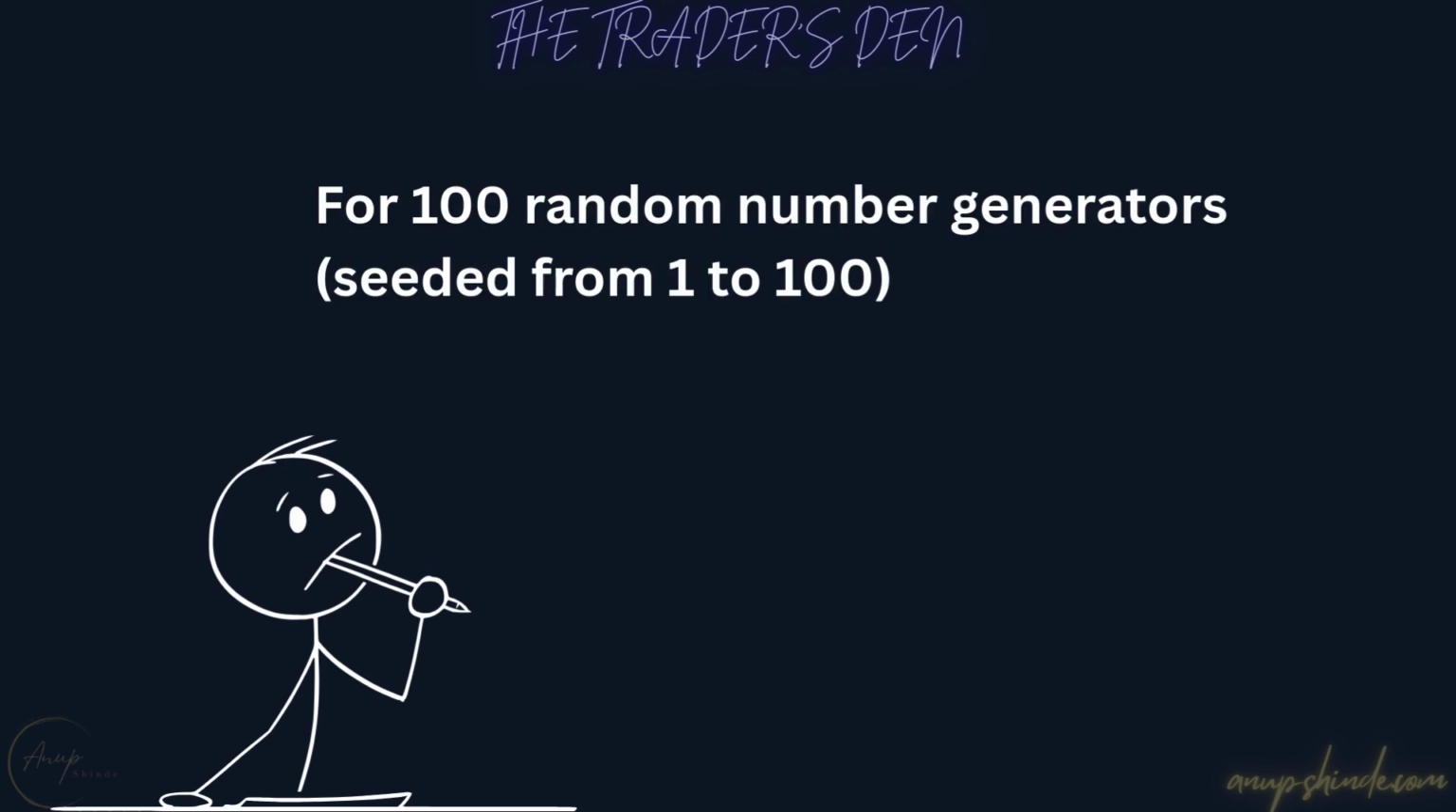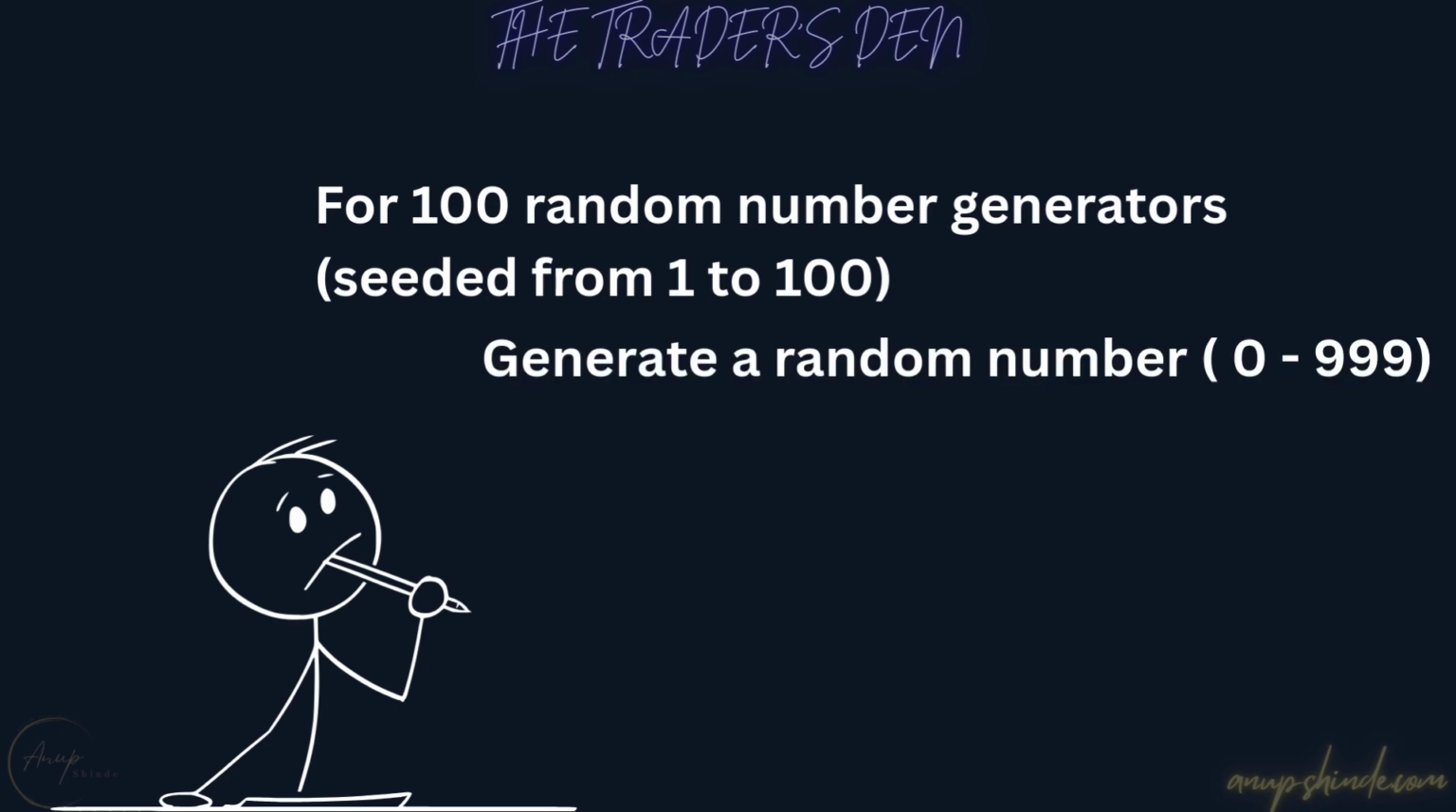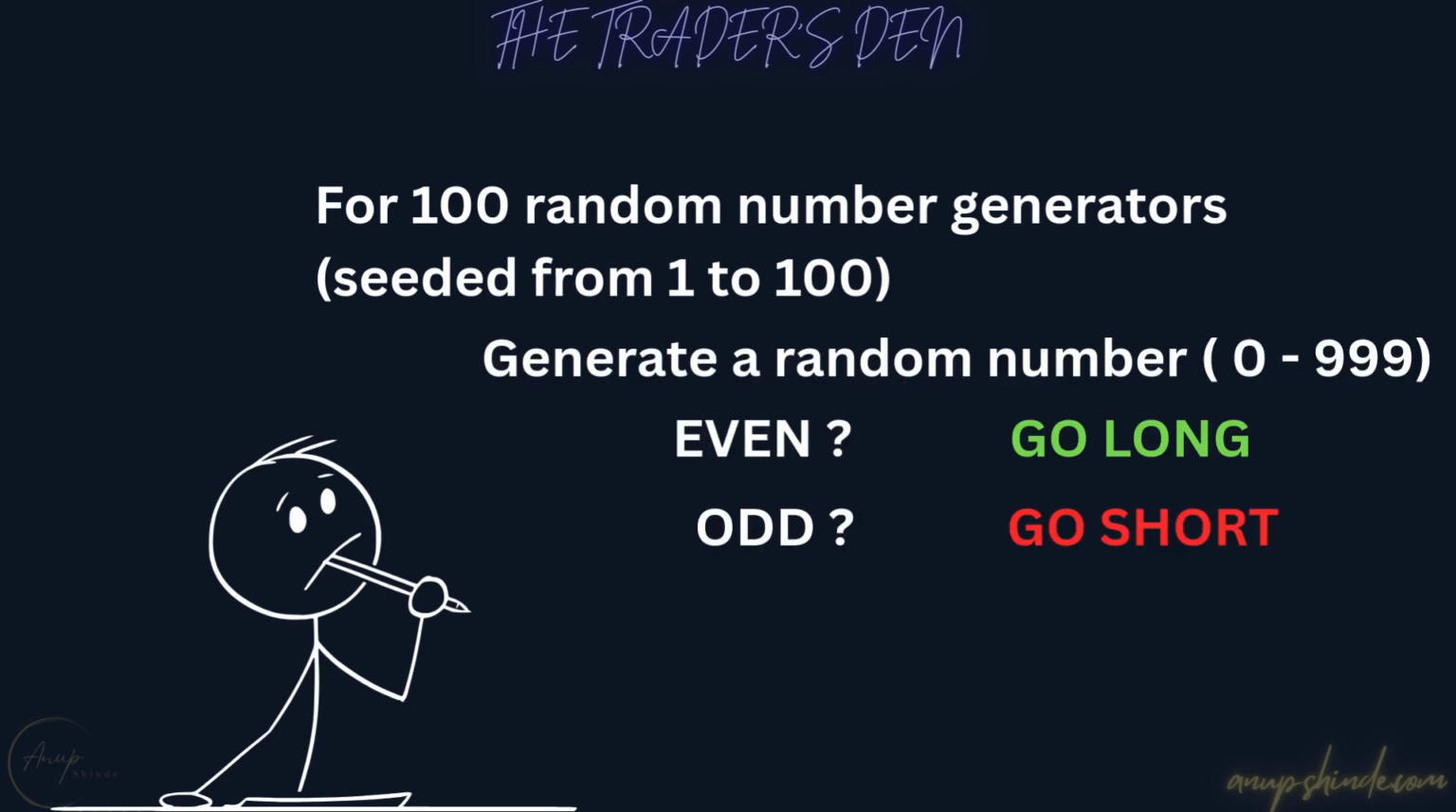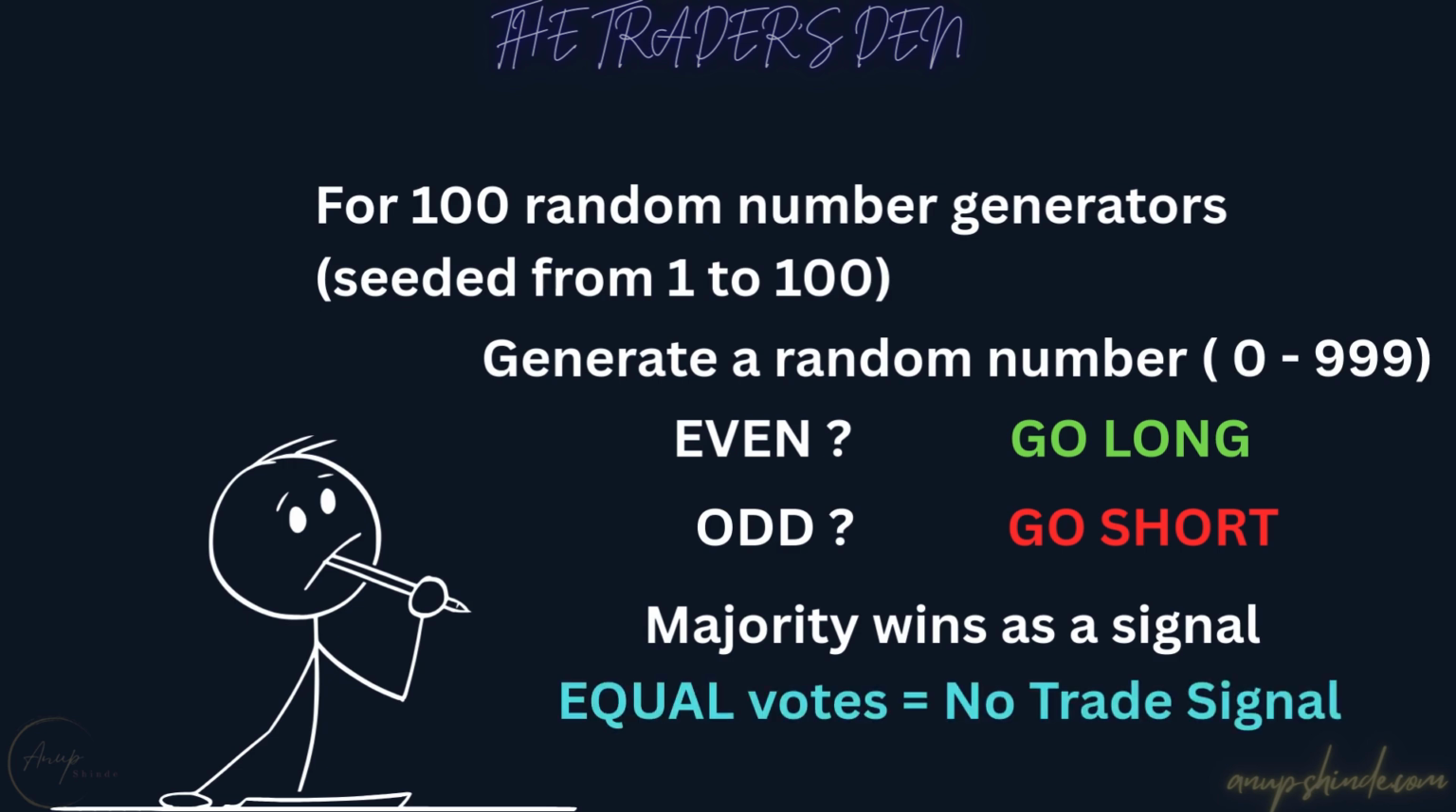First, we create 100 random number generators, seeded from 1 to 100. Next, for each trade and for each random number generator, generate the random number and the signal using the same logic. An odd number is a short signal and an even number is a long signal. Then, take a majority vote and use that as a signal. Therefore, with 100 random number generators, if we have 60 short signals and 40 long signals, we will use short as the signal. In some cases, we may get equal votes for both the long and the short signal. In that case, we will not take the trade.